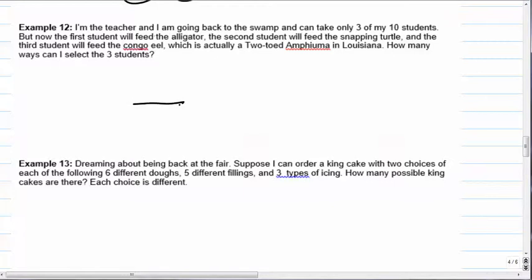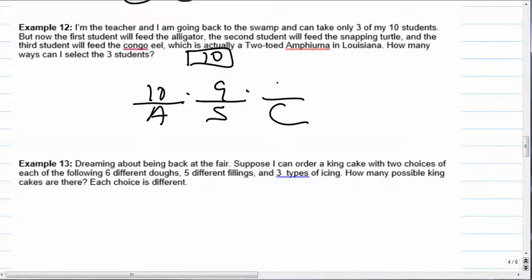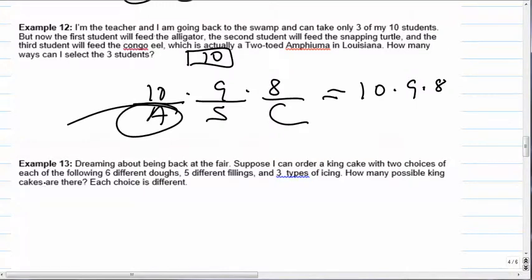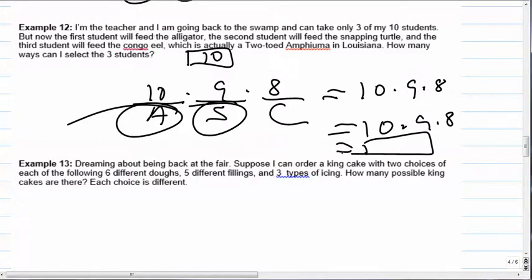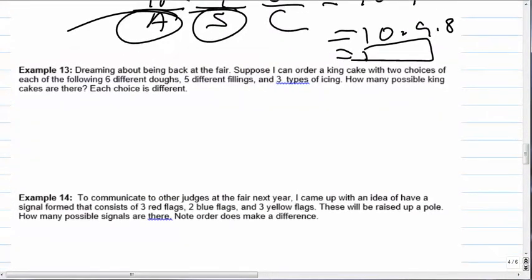Well, now, when you pick first, you're feeding the alligator. When you get picked second, the snapping turtle. Pick third, the conga eel. Where are they coming from? 10 students. Start picking 10, 9, 8 because I can't put them back. Once I select, does the order make a difference? Well, if you're first, you're alligator. Second, you're snapping turtle. That's a difference. So I am done. When there is order, you don't divide. So whatever that is, that's your answer. Okay? No order, that's when you're dividing, correct?